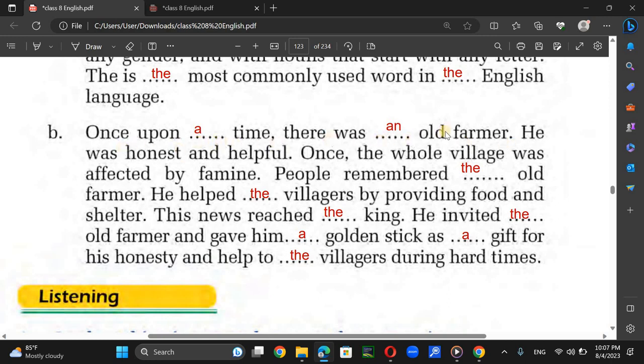Once upon a time, there was an old farmer. He was honest and helpful. Once the whole village was affected by famine. People remember the old farmer. So the old farmer helped the villagers by providing food and shelter. This news reached the king. He invited the old farmer and gave him a golden stick as a gift for his honesty and help to the villagers during their hard times.